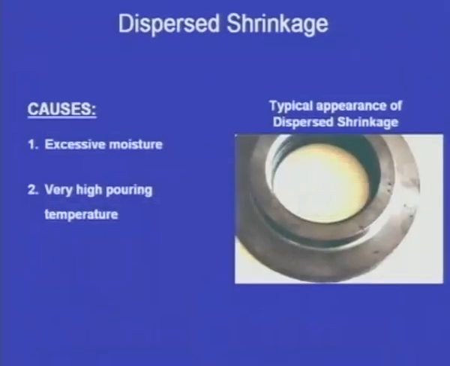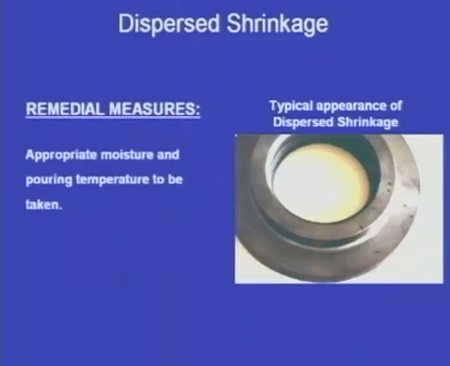And what are the causes? Excessive moisture. Another one is very high pouring temperature. The metal may be boiling. That time bubbles will be inside, and these bubbles will be responsible for forming dispersed shrinkage. And what are the remedial measures to be taken? Appropriate moisture and pouring temperature to be taken.